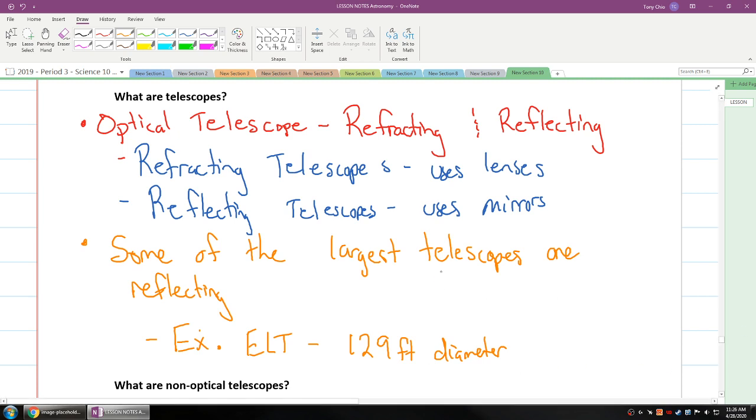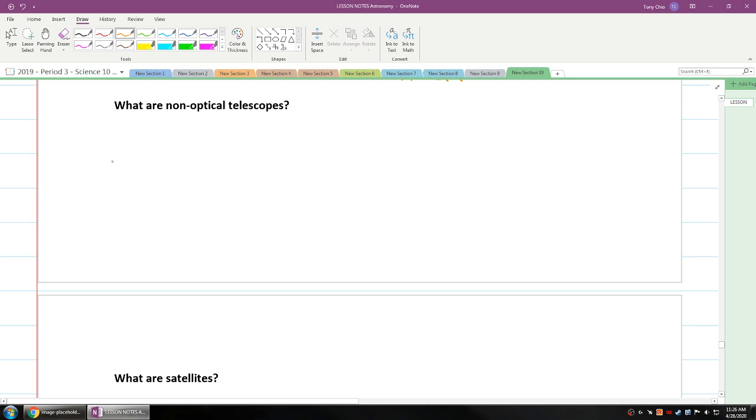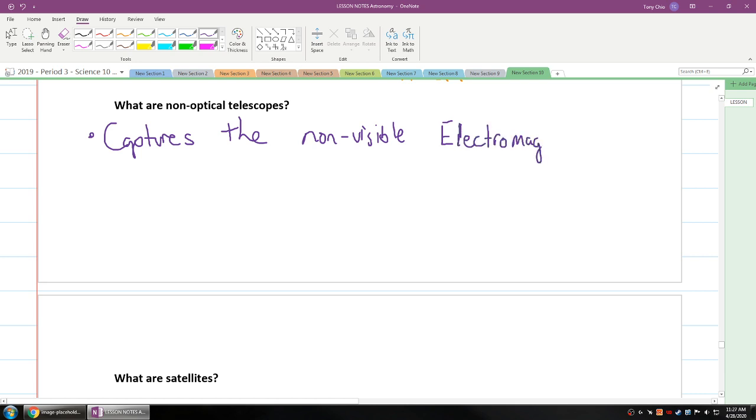Then what are the other types of telescope? Well, if we have optical telescopes, we also have non-optical telescopes. Non-optical telescopes basically capture the non-visible electromagnetic radiation. Some examples of that could be, for example, radio telescopes.